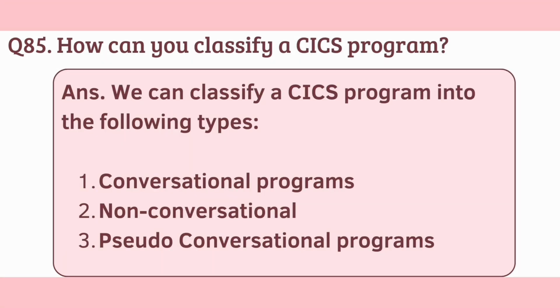Moving to question number 85 and the last question. How can you classify a CICS program? The answer is, we can classify a CICS program into the following types. Number 1, conversational programs. Number 2, non-conversational. And number 3, pseudo-conversational programs.